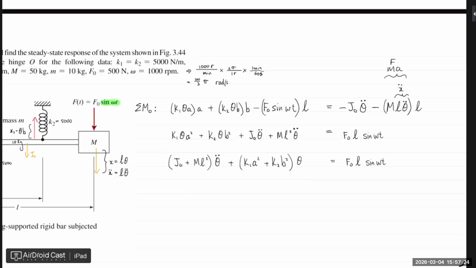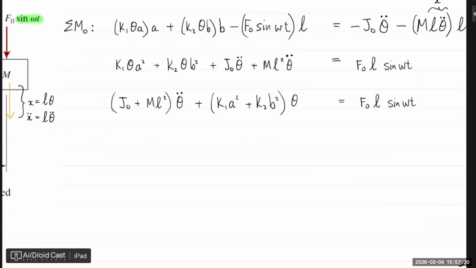And for that, you do the exact same thing that we've done earlier. Now it's just in terms of theta and stuff. So for the homogeneous one, let's also make it green. For the homogeneous solution, I have J0 plus ML squared of R squared. I'm just applying the differential equations methods, plus K1 A squared plus K2 B squared of no R, just that. That's equal to 0.